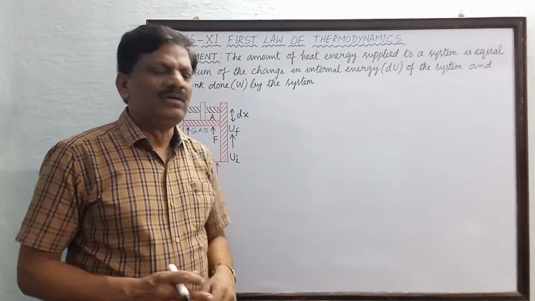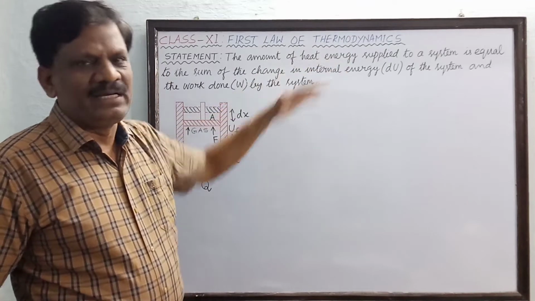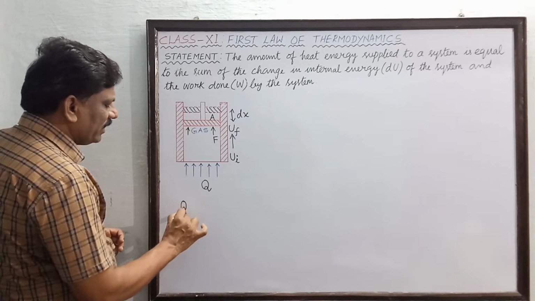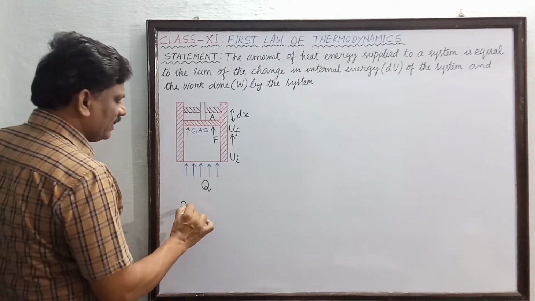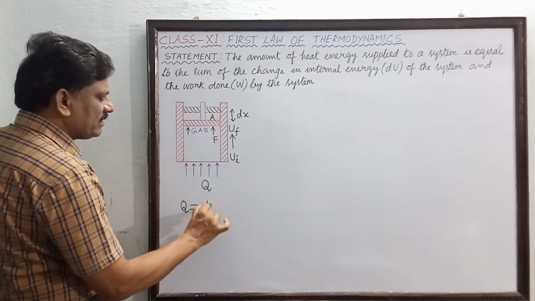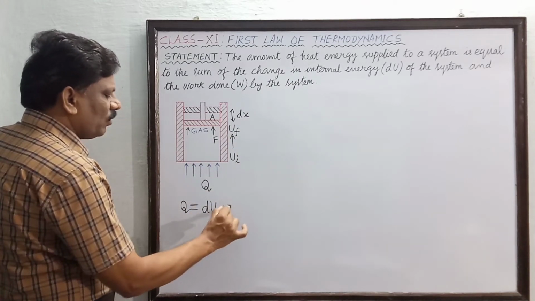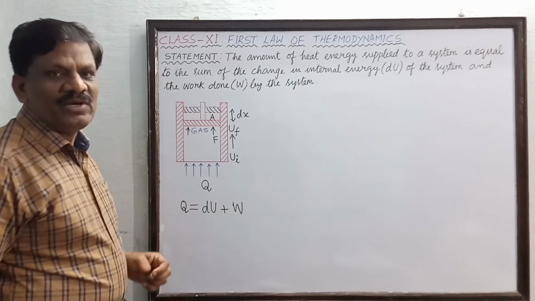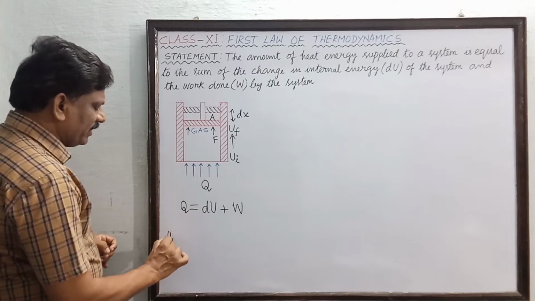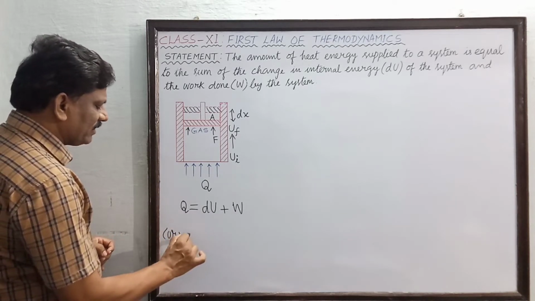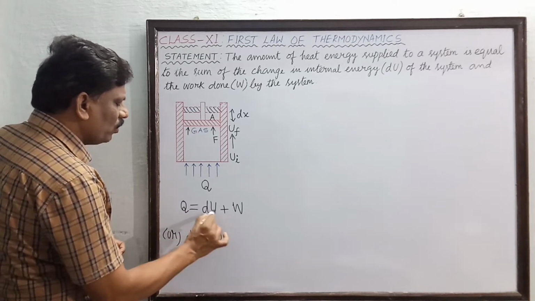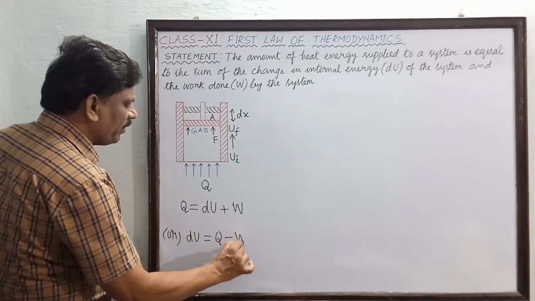So I am going to rewrite the statement mathematically. What is the quantity of heat supplied to the system? That is equal to Q, and that is equal to the sum of what? The change in the internal energy, so that is dU, plus the work done by the system, W. Understand that? This also can be written in another form: dU is equal to Q minus W.